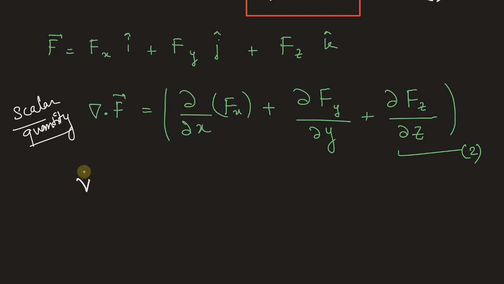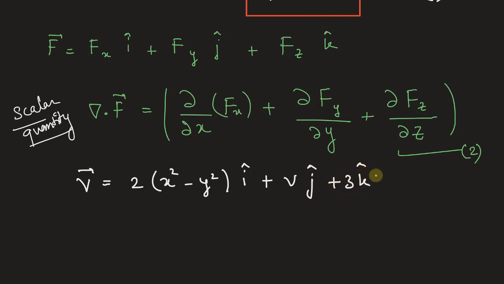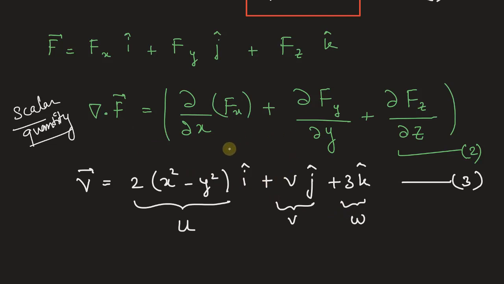For this problem, velocity vector is given as 2(x² − y²) i cap plus V j cap plus 3 k cap. Let this be equation number 3. From here you can see that 2(x² − y²) is u, that is velocity in x direction, V the velocity in y direction, and 3 is w, the velocity in z direction. Now you can pause the video here, and with the given information and the concept explained for incompressible fluid flow, you can try to solve and find the answer.